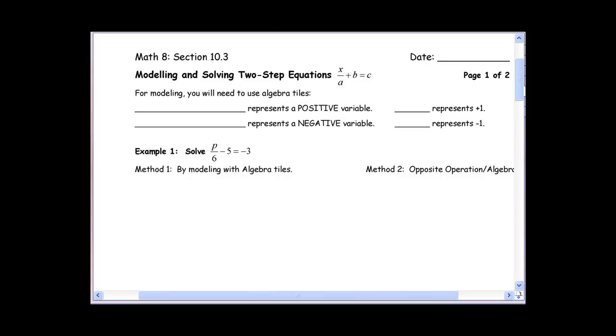Section 10.3 today of Math 8, and once again we're trying to model and solve two-step equations, but this time our two-step equations look a little bit different. Instead of ax plus b equals c, which is what we did last day, now instead of having ax, it's x divided by a. So a little bit trickier, but pretty much the same as before. So once again, for modeling, how do we use these algebra tiles?